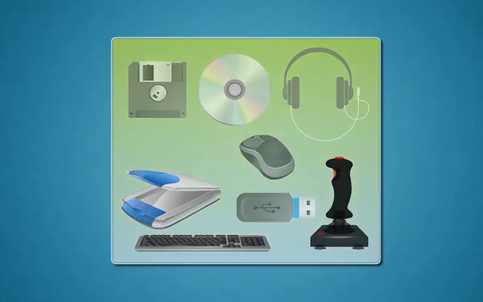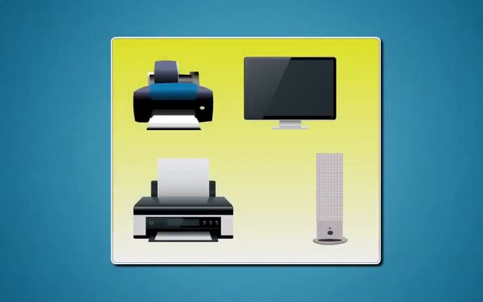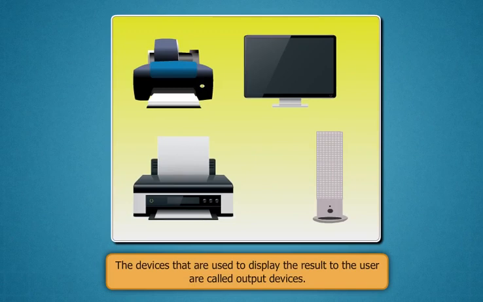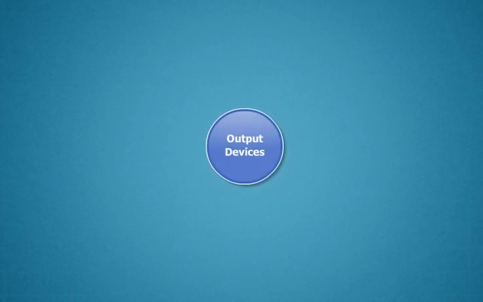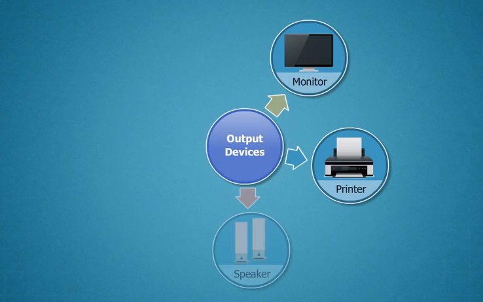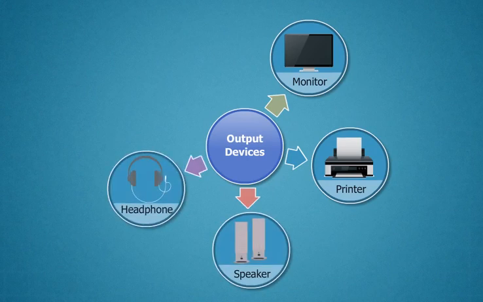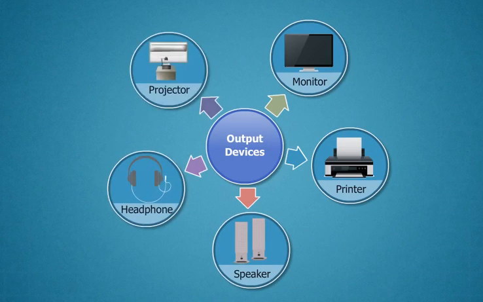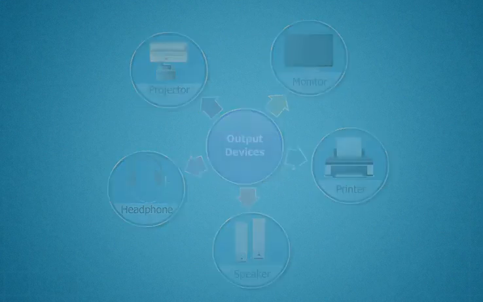Another component of a computer is output devices. These devices are used to display the processed data or result to the user. The main output devices are monitor, printer, speaker, headphone, and projector. Let us know more about these output devices.